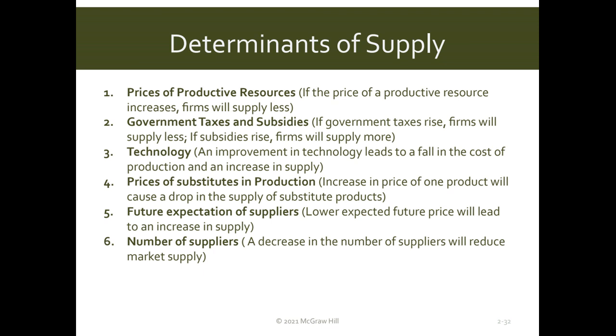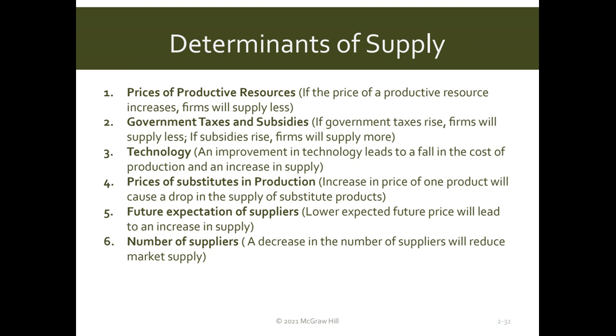So if prices of productive resources increase, firms will supply less. Why? Because the cost of production is increasing. So they are not going to supply more. Why? Because their profit margins are decreasing. Supply less means the whole supply curve shifts to the left. Supply more means the whole supply curve shifts to the right.